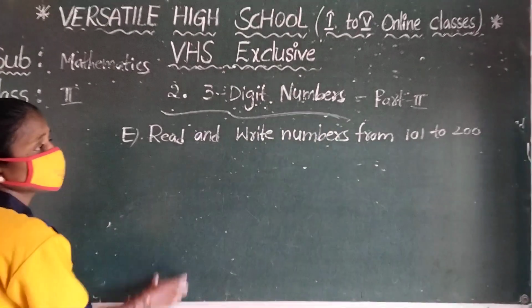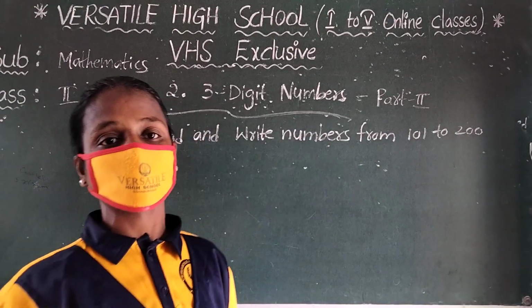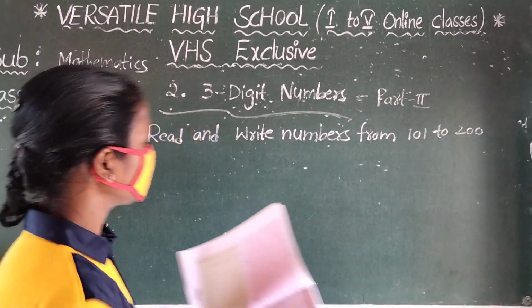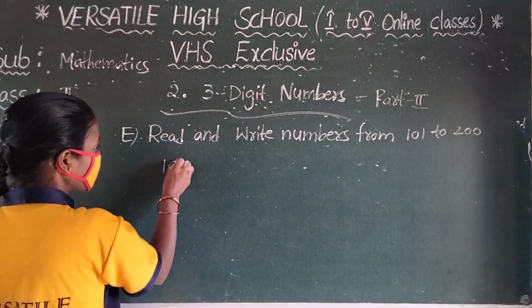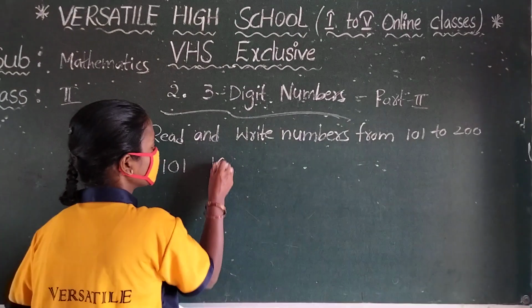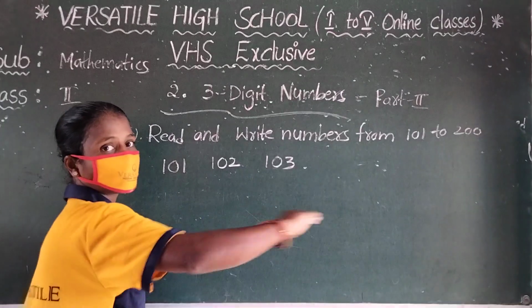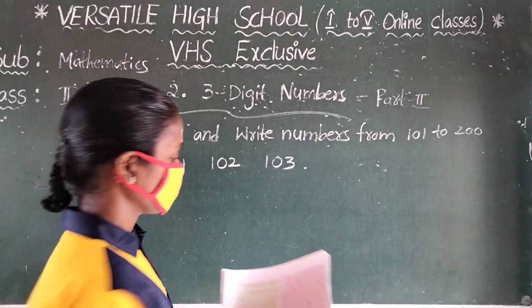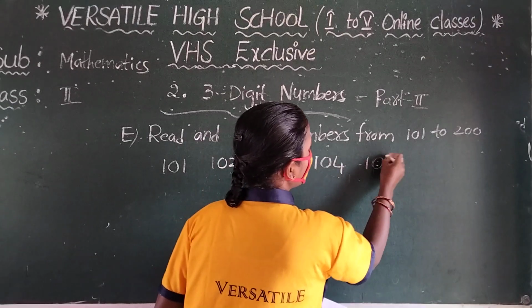I am saying only some words, you complete the remaining. You know the number names, how can you write them? Already they are giving us some boxes. See this? 101, 102, 103. You write only vertically, not horizontally. 103, 104. After that, what do you write?